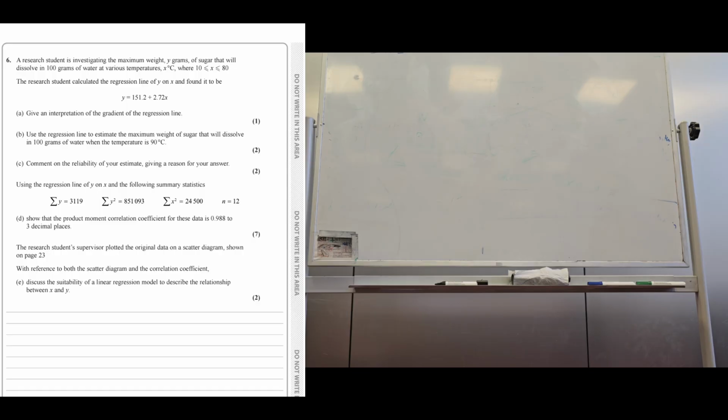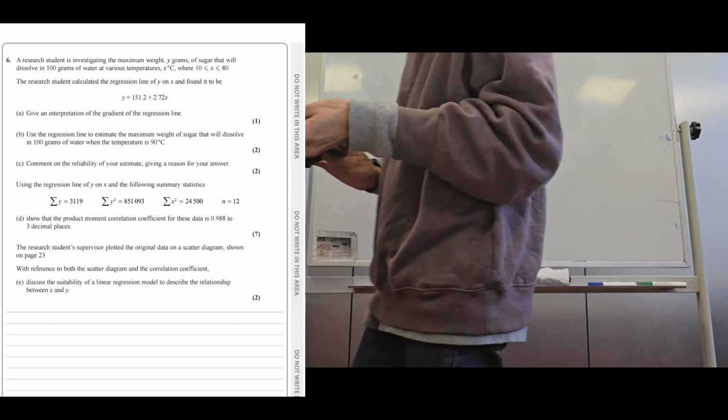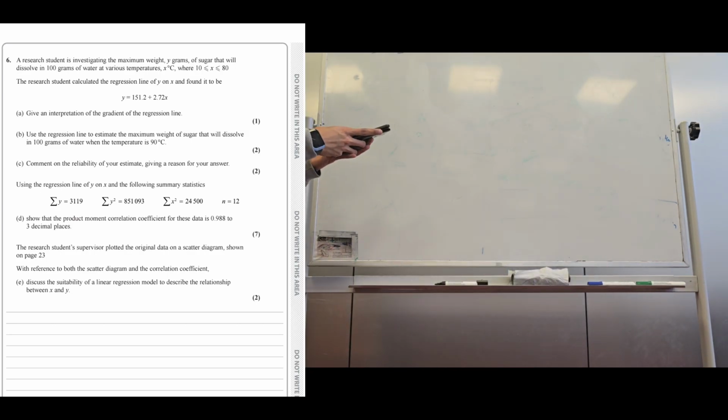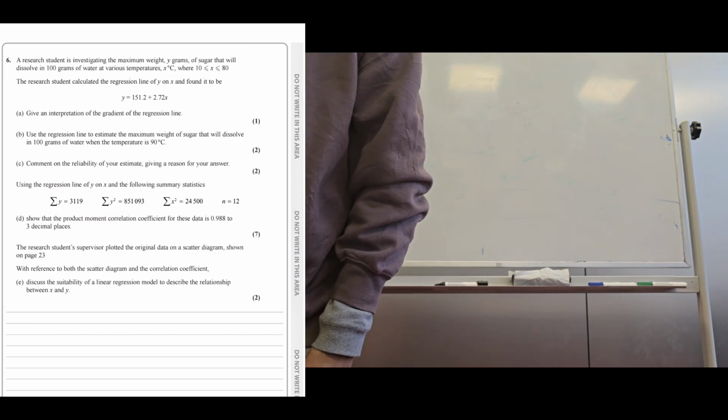I did not bring my calculator. Oh no, I did. Yes. So 3119 over 12 minus 151.2, all divided by 2.72 multiplied by 12, get 479.63.